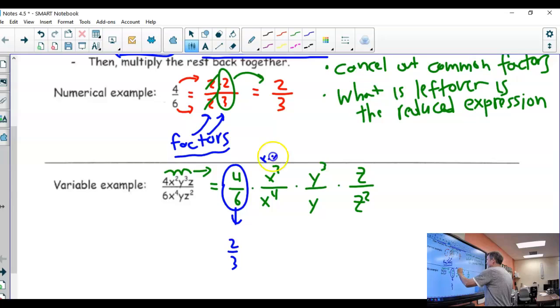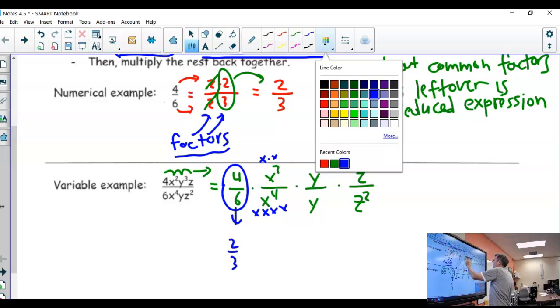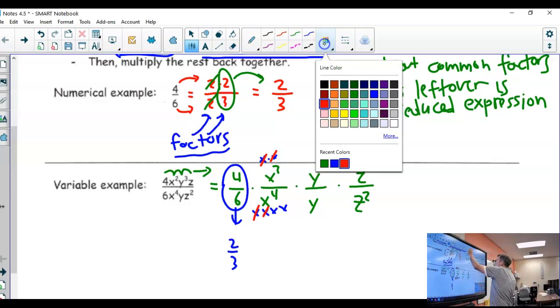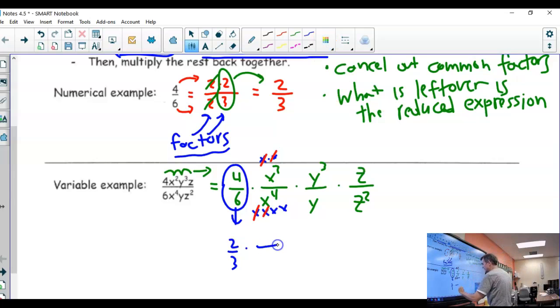But I want you to think about this x squared over x to the fourth. This is really x times x, and on the bottom I have x times x times x times x, right? The x squared is actually 2 x's on top, and the x to the fourth is actually 4 x's on the bottom. And these are all common factors, right? So I can cross out my common factors. I could get rid of an x, and I could get rid of another x. But then I run out on top. So what I'm actually left with is just 2 x's on the bottom. Right? Do you follow that?